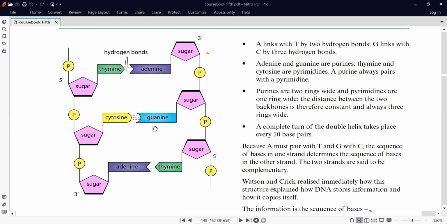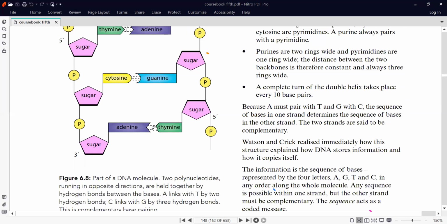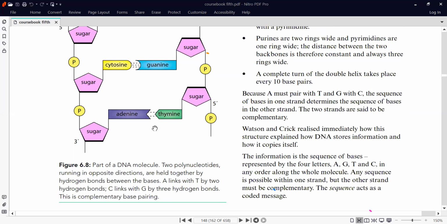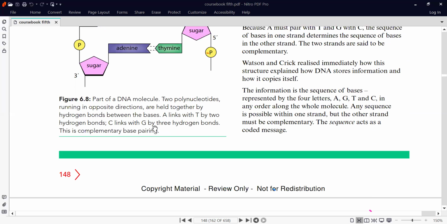You can see here. A is always linked with T. C is always linked with G. A and G are purines. T and C are pyrimidines. Purine is always pairing with pyrimidine. Purines are two ring structures. Pyrimidines are single ring structures. Sugar phosphate is making a backbone. A complete turn is having 10 base pairs.